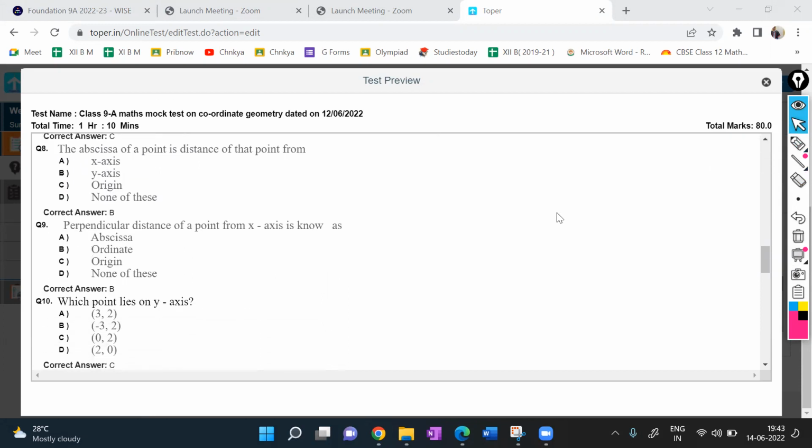The abscissa of a point is the distance of a point from what? Abscissa is nothing but what, beta? Look at it. X-axis, coordinates, x-axis, y-axis. Look at it, this is my abscissa. The x coordinate is the abscissa, and the y coordinate is the ordinate.